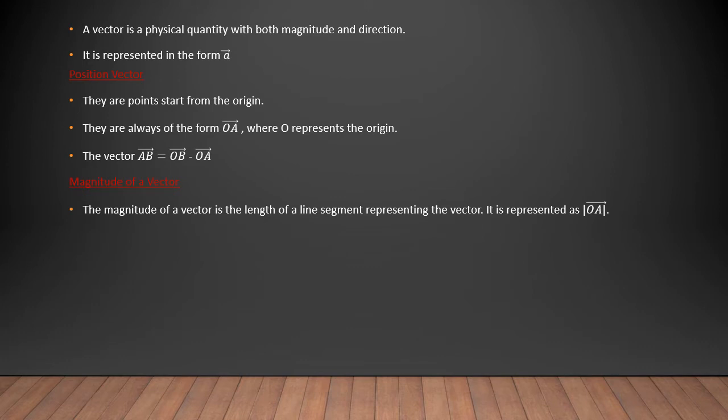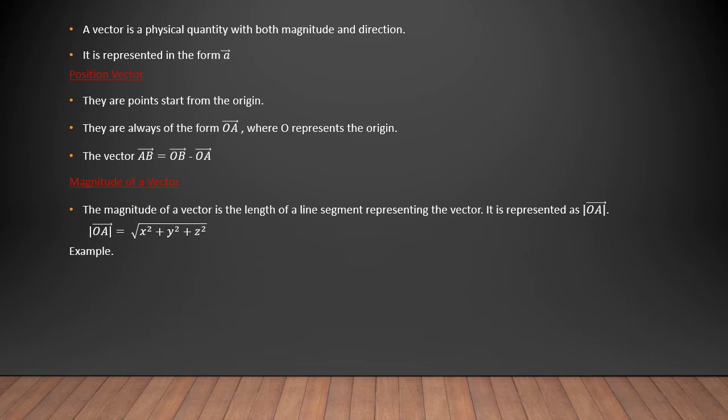Now the magnitude of each vector. The magnitude of a vector is simply the length of the line segment representing the vector, and this is done with the absolute value sign on the vector OA. The formula for this is as simple as nothing. You simply square all the coordinates, the x, the y, and the z coordinates, and find the square root of the sum.